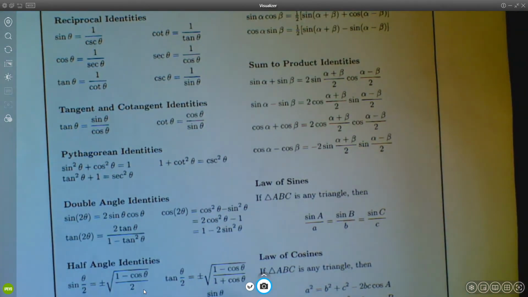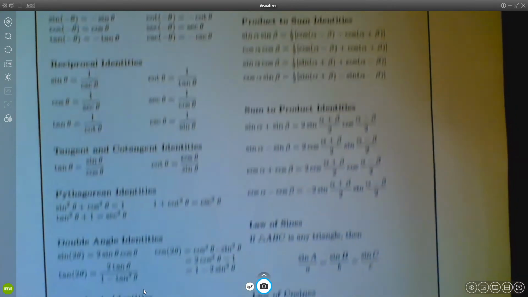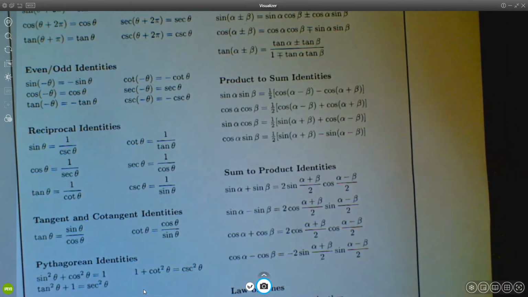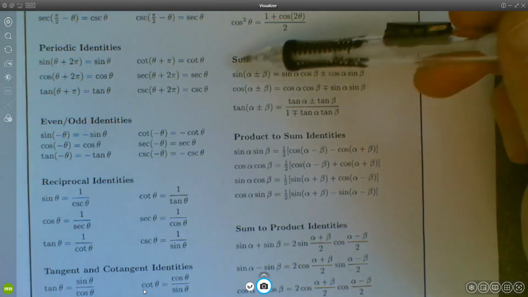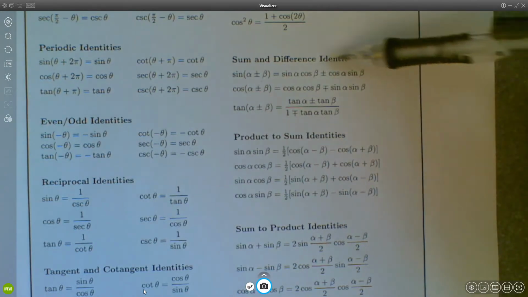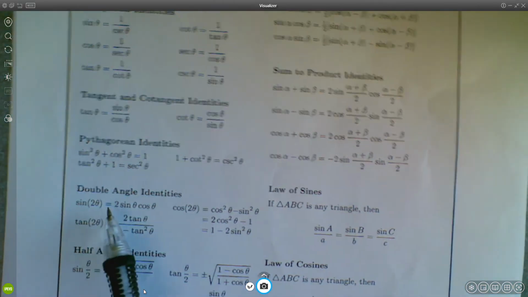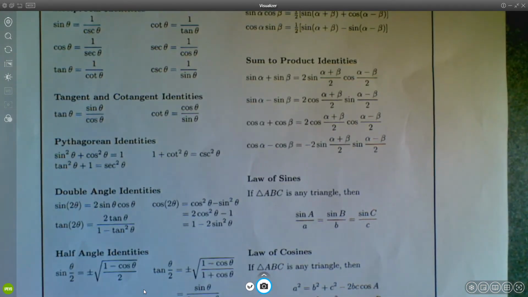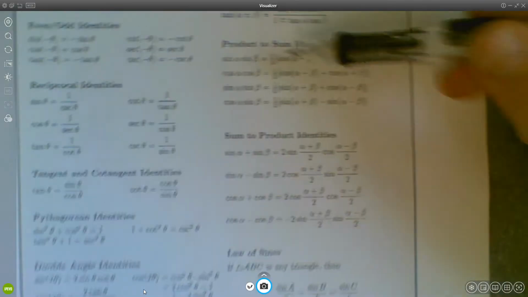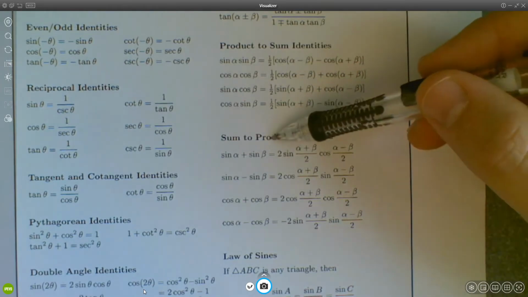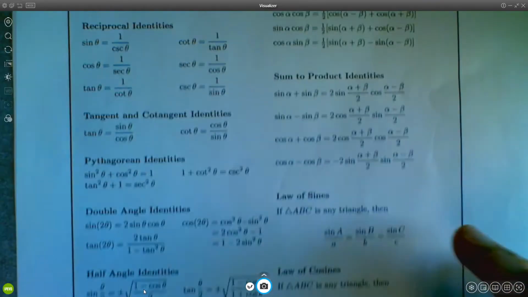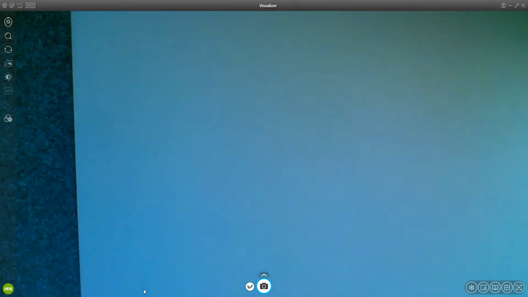In the first, I guess 5.2, 5.3, did we start in 5.2? I can't remember. But we've talked about these ones as well. So we've talked about all of these, and today we're going to talk about double angle identities, and then also briefly product to sum and sum to product identities. So let's get to it.